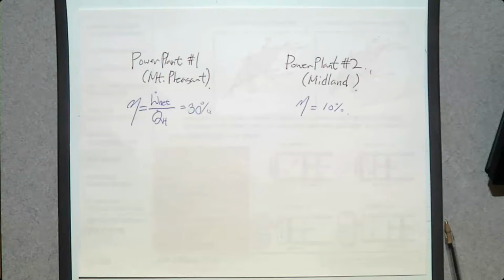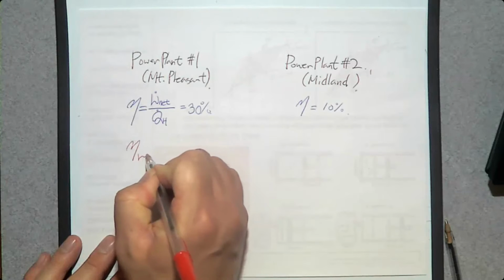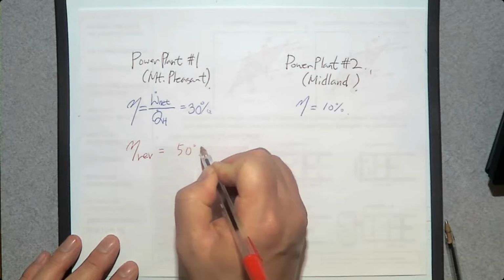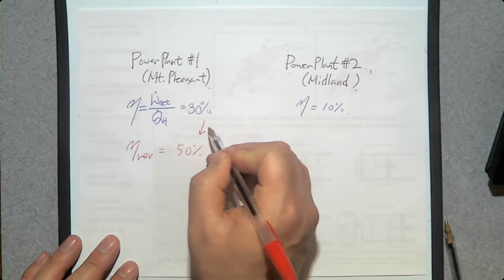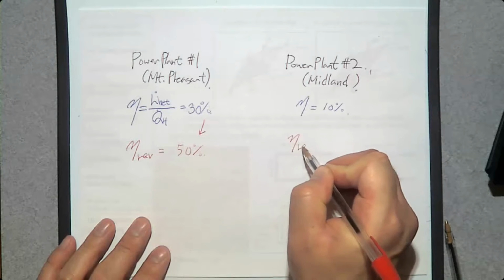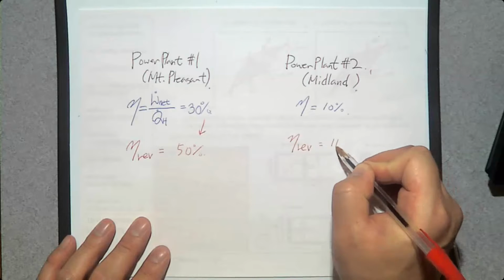Now, if you study the Carnot heat engine, you can calculate what is the maximum efficiency possible in theory. So let's do that. If you assume that every process in power plant number 1 is reversible, the maximum efficiency turns out to be 50%. So there's room for 20% improvement. And when you calculate the maximum possible efficiency for power plant number 2, it is only 11%.